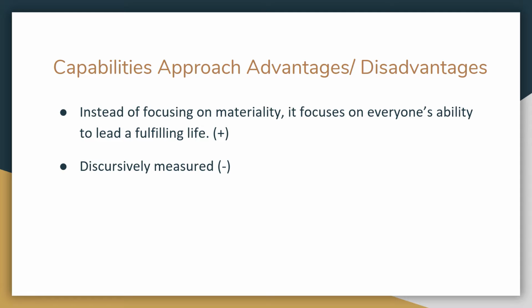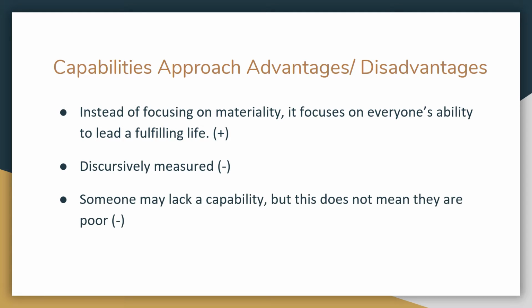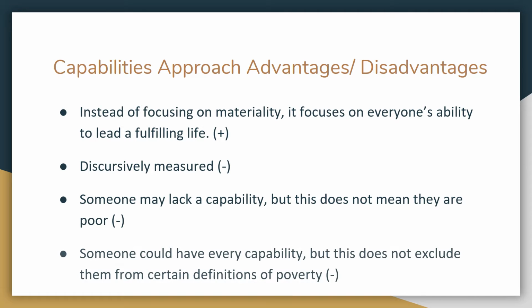Also, Nussbaum's list can be perceived as controversial. Someone can lack a capability, but not be considered poor. Someone diagnosed with cancer loses the full capability of bodily health, but if they are a millionaire, are they still considered poor? Conversely, someone can have every capability, but may still be financially poor.